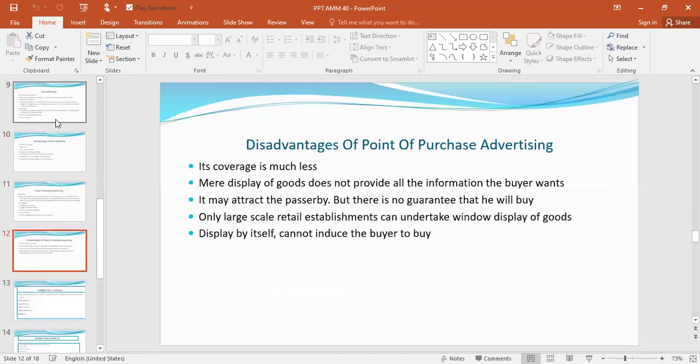Now let us move on to the disadvantages of point of purchase advertising. In this first, we have its coverage is much less. Secondly, mere display of goods does not provide all the information the buyer wants. Third, it may attract the passerby but there is no guarantee that he will buy. Next one is only large scale retail establishments can undertake window display of goods. The last is display by itself cannot induce the buyer to buy.